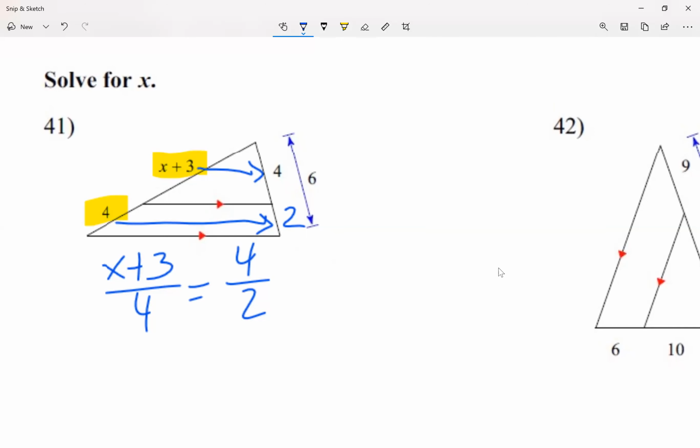Now, that 6 I'm not going to use. I will use 6 if I had, right where the x is, if I had the whole side. I'm going to put a question mark there. If I had the whole side, I would say that whole side goes with 6. So it was good that I found the 2, right? Because I'm going to use it. Now, I'm just going to cross multiply.